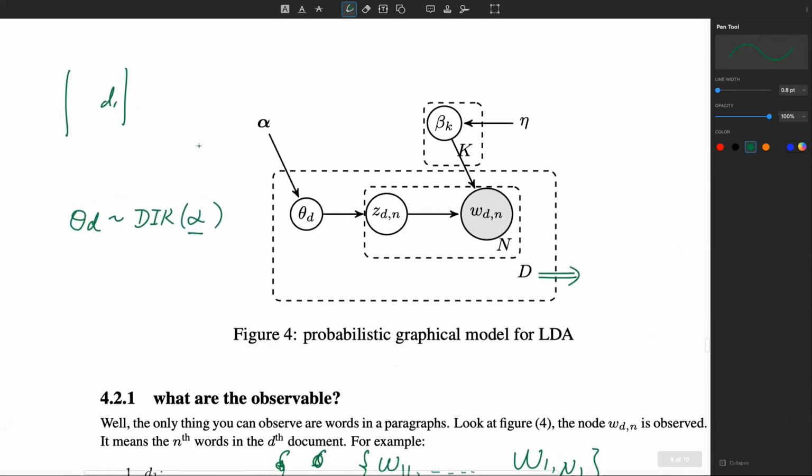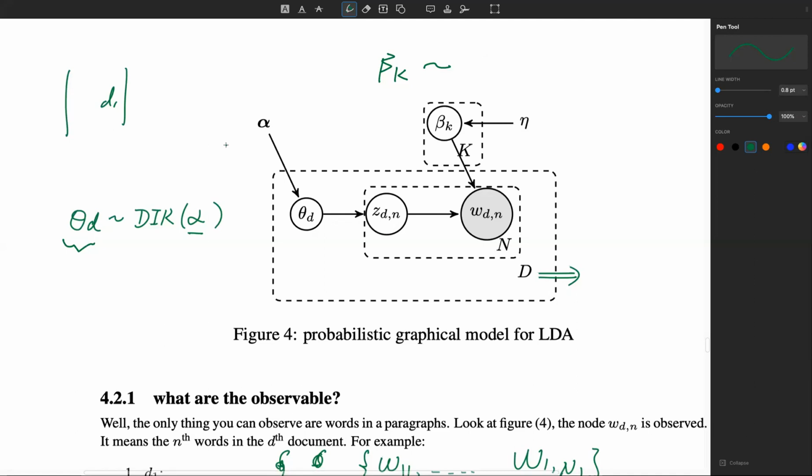Let's have a look. So the theta d, which is the topic distribution, will come from a Dirichlet distribution, where this is the hyperparameter. What about beta k? Beta k should be what kind of distribution? Well, I haven't actually told you, so I don't expect you to know. So beta k is the word distribution for every topic.